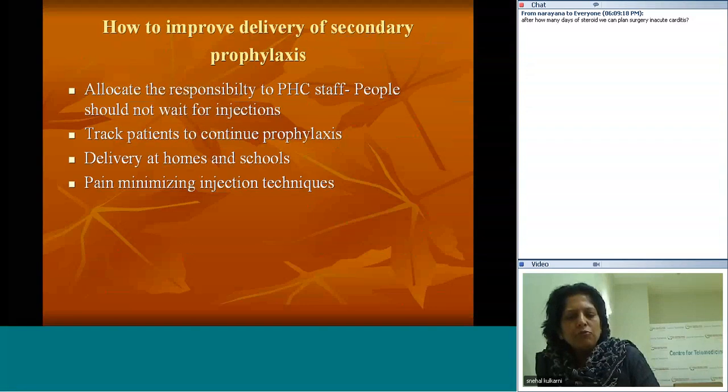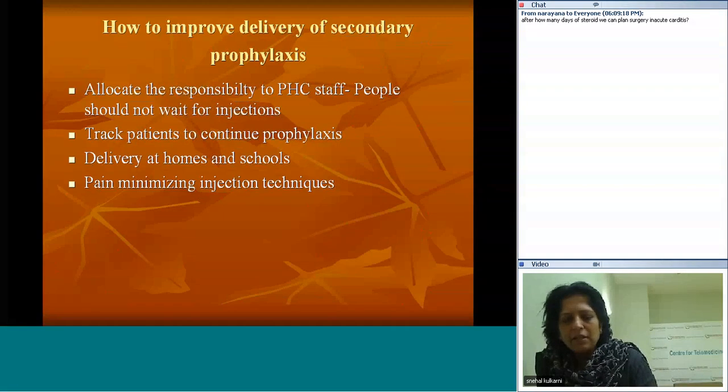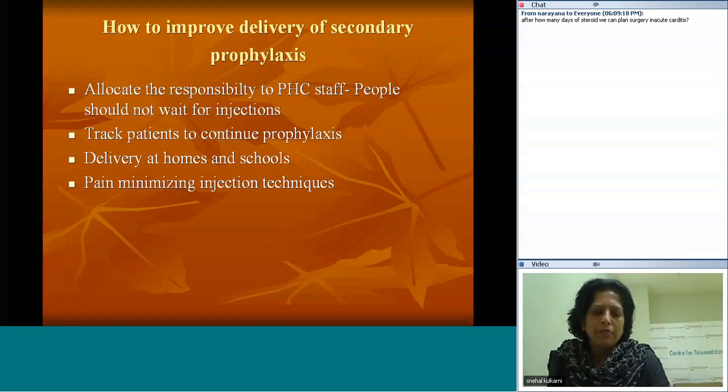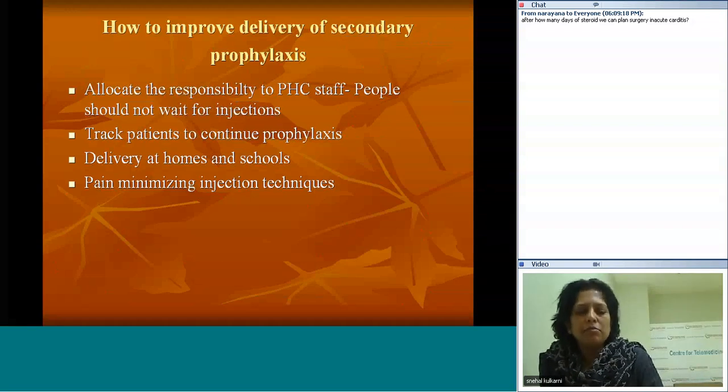So in that we have to allocate the responsibility to even primary healthcare staff. People should not wait for injections because in that whole thing we see a lot of dropouts. Track the patients to continue prophylaxis. One of the methods is either email or a mobile phone, send them the messages. You should not ask them to come to you. Rather than that, you should go to them so that again adherence to the prophylaxis is better.